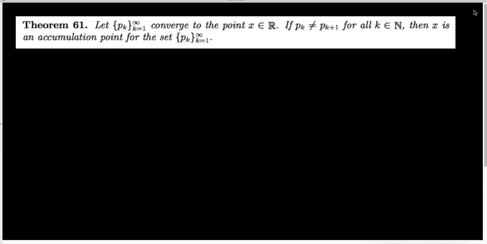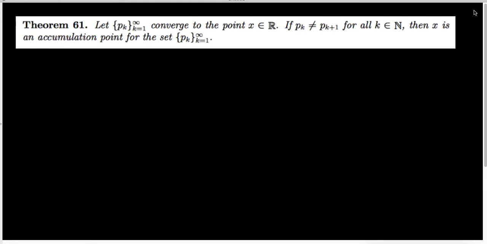In this video, we're going to look at a second deep connection between accumulation points and convergent sequences. The authors of our text state this particular connection as theorem 61. If we have a sequence of p_k's that converges to the point x, and p_k is not equal to p_{k+1} for all k inside the natural numbers, then it turns out that x is an accumulation point for the set of terms of the sequence.